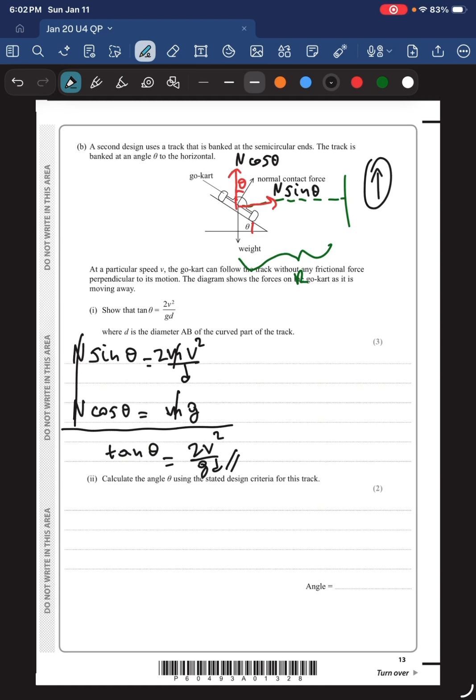Then part 2, calculate the angle theta using the stated design criteria for this track. So tangent of theta should be 2 times 9.72 squared over 9.81 times d, which is 30, right? So theta is, let me use my calculator because for some reason I didn't write this down when I was solving the paper. I go over all papers, guys. I solve them myself without relying on the mark scheme because I want to have an understanding of what's going on, okay? So this is why it takes me some time to prepare these videos.